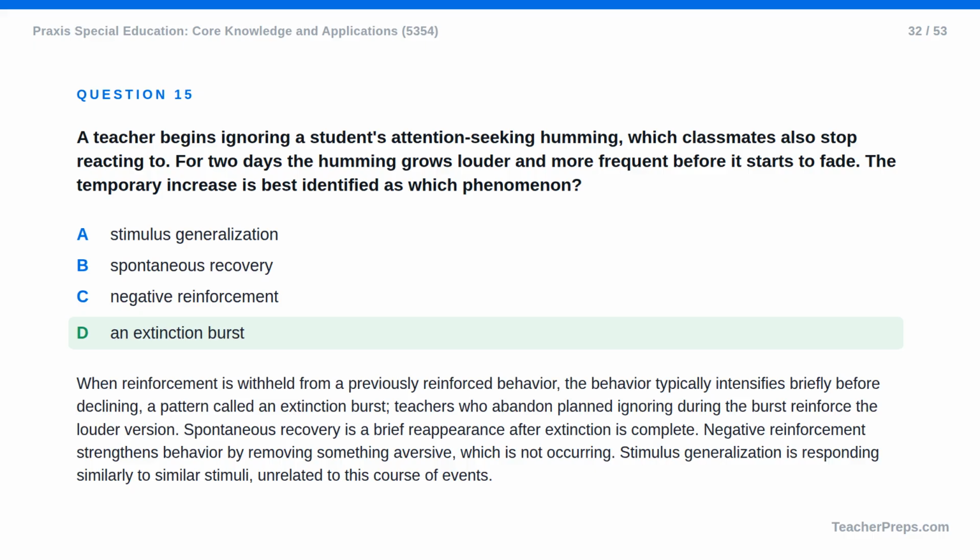Spontaneous recovery is a brief reappearance after extinction is complete. Negative reinforcement strengthens behavior by removing something aversive, which is not occurring. Stimulus generalization is responding similarly to similar stimuli, unrelated to this course of events.